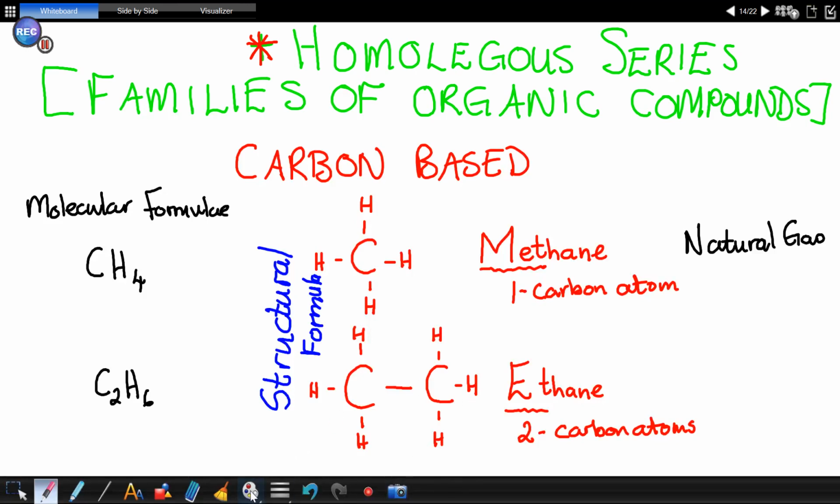So this molecule called ethane has a single covalent bond between the carbon atoms.